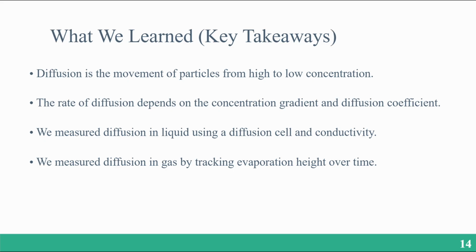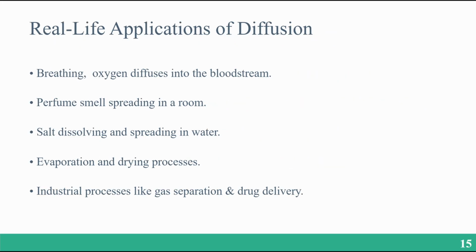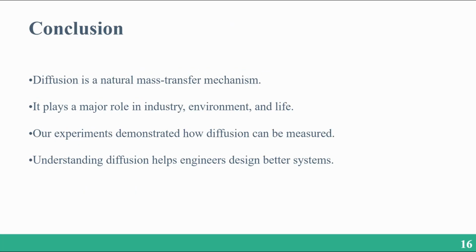So the key takeaways are that we demonstrated that diffusion is the movement of particles from a high concentration to a low concentration, and the rate of diffusion depends on the concentration gradient and diffusion coefficient. Some of the real-life applications of diffusion are that diffusion helps in the breathing process. It is also the reason why perfume smell spreads in a room, and it is the reason why salt dissolves and spreads in water. And in industrial processes, it helps in gas separation and drug delivery.